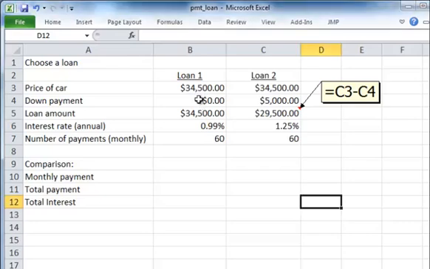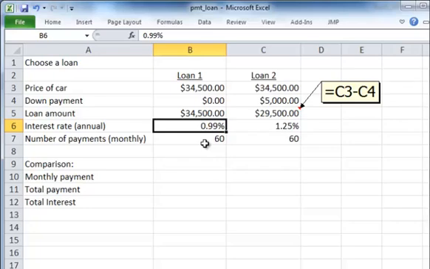The full price of the car is $34,500. The first loan requires 0 down payment and the interest rate is 0.99% annually, and the length of the loan is 5 years. Therefore, there are 60 monthly payments. The second loan requires Emily to pay a $5,000 down payment, and the interest rate is a little bit higher at 1.25%.